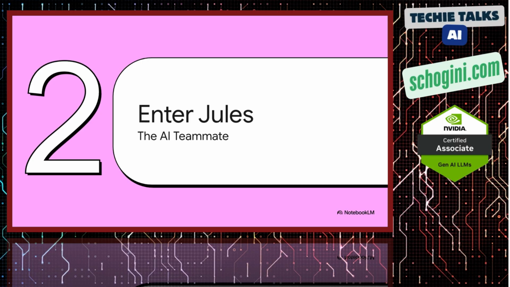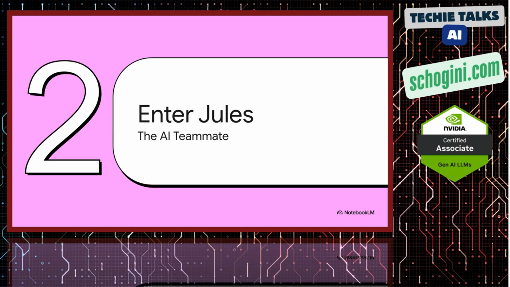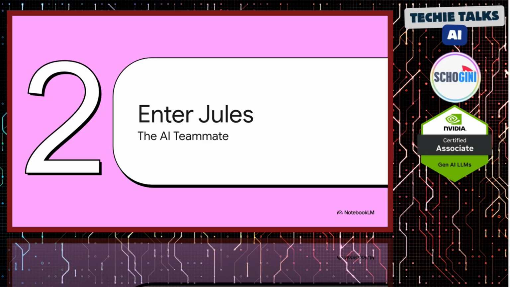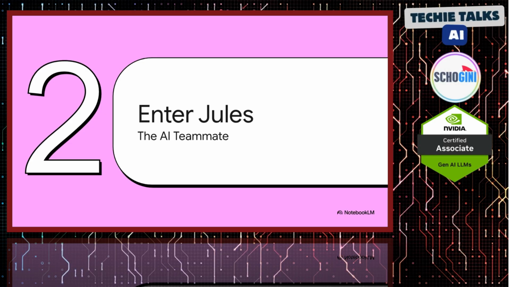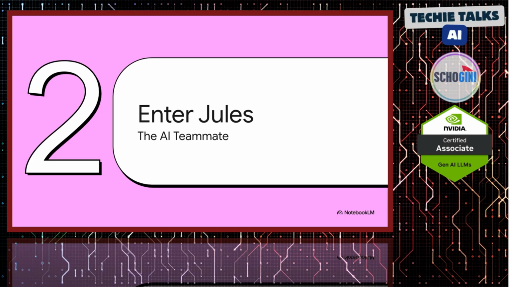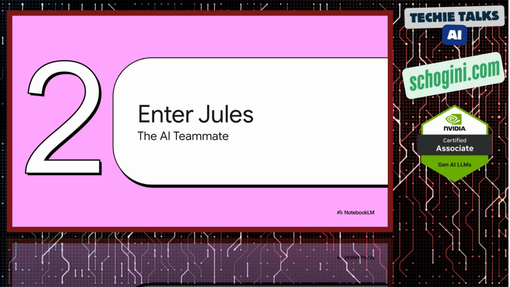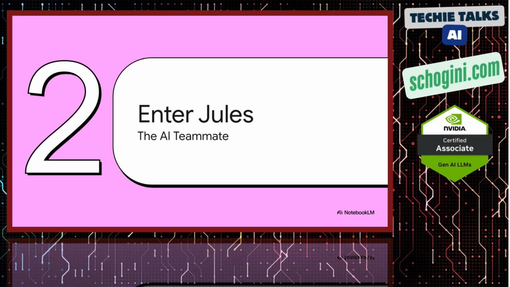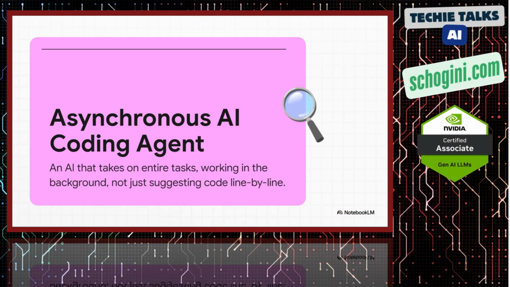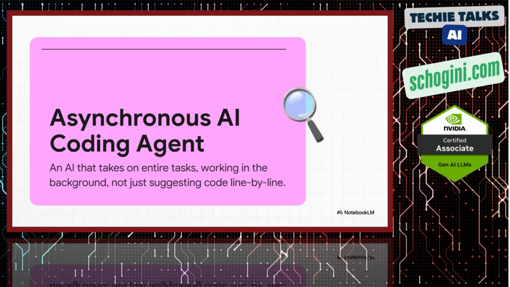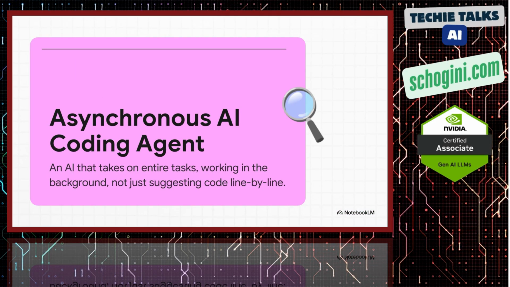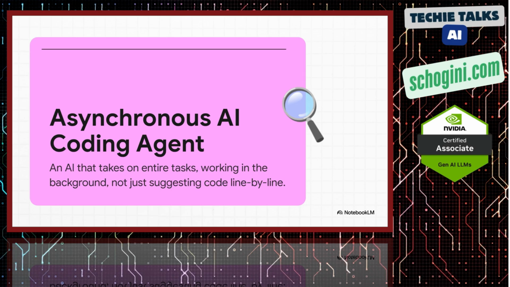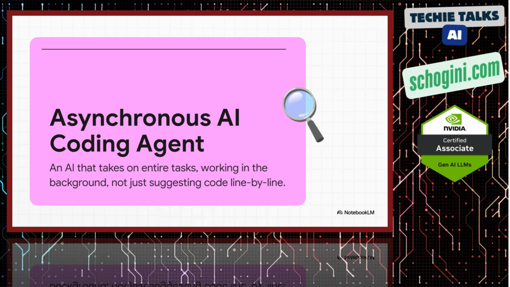The core idea here is a really fundamental shift in how we think. We are not talking about another AI assistant that just pops up and suggests the next line of code for you. No, the goal here is an AI teammate, an autonomous partner that you can hand entire tasks off to. Now, Google has a very specific name for this, an asynchronous AI coding agent. Let's break that down, because that word asynchronous is everything.